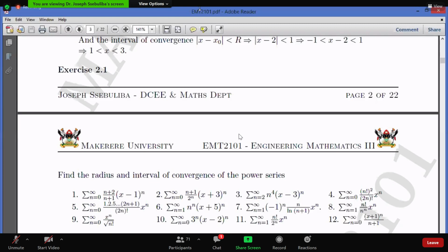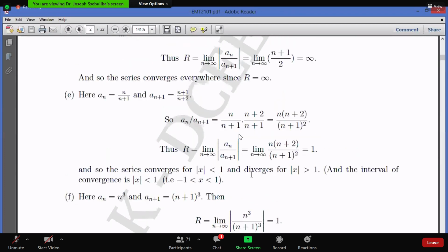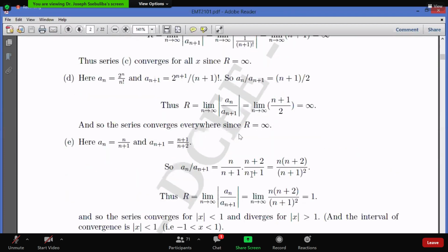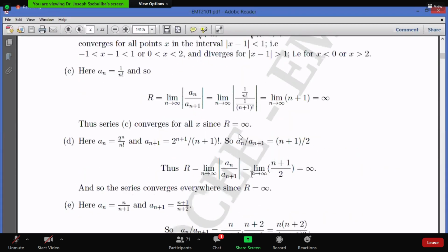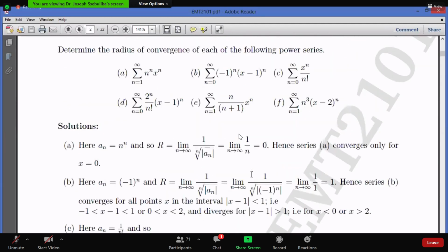Yes, Mr. Alonso. Like now the examples, like example F. When am I supposed to use that, because in the question they have summation from n equals 1 up to infinity.